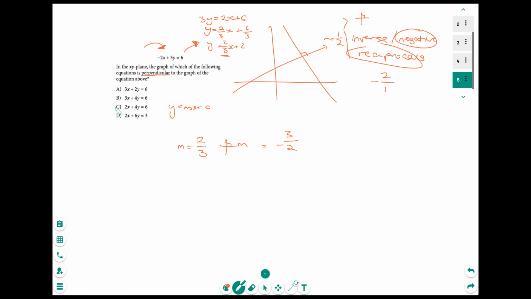Well, these are also not written in the equation of a line, so let's go ahead and change them over. A would turn into y is equal to, taking the 3x and moving it over, minus 3x plus 6 over 2. The gradient of this one now is minus 3 over 2. Is that what we're looking for? Absolutely. So my answer for number 5 has to be A.